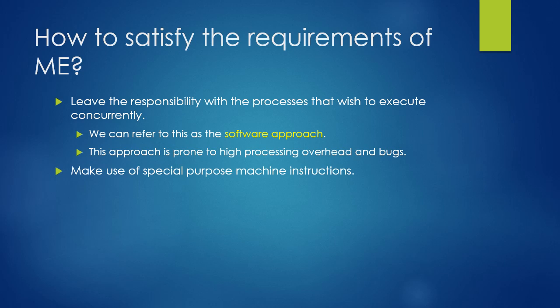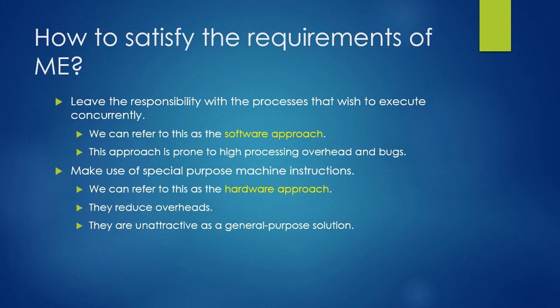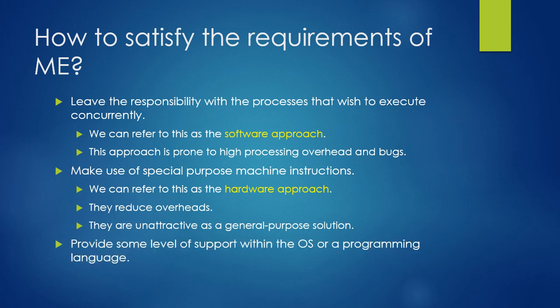A second approach involves the use of special purpose machine instructions. We can refer to this as the hardware approach. These have the advantage of reducing overhead, but nevertheless will be shown to be unattractive as general purpose solution. A third approach is to provide some level of support within the operating system or a programming language. We will examine the last two approaches in this chapter.